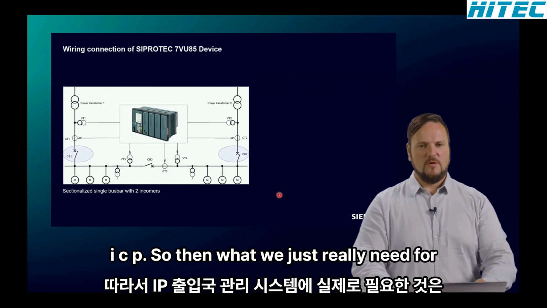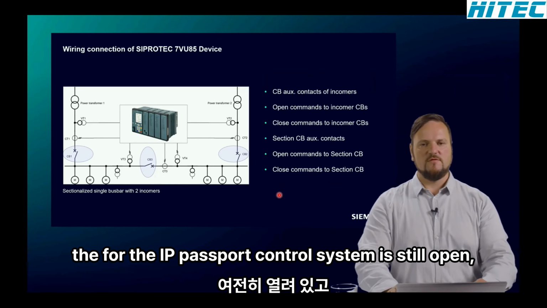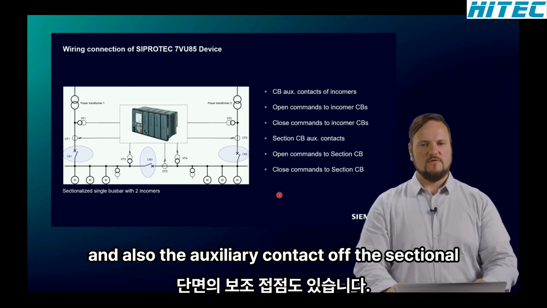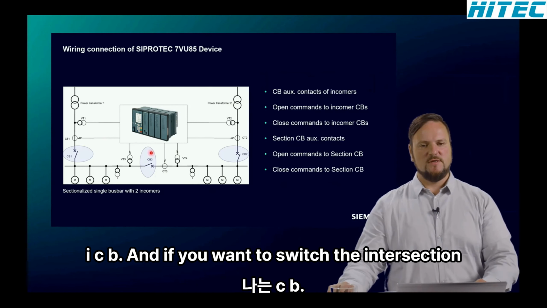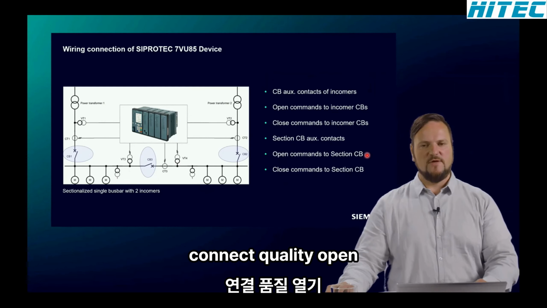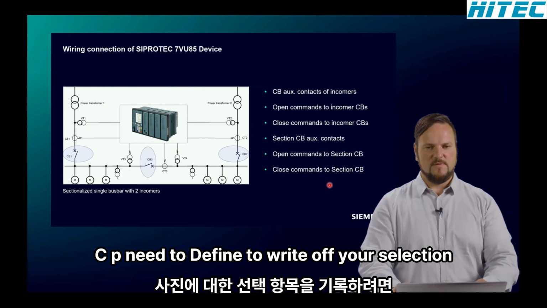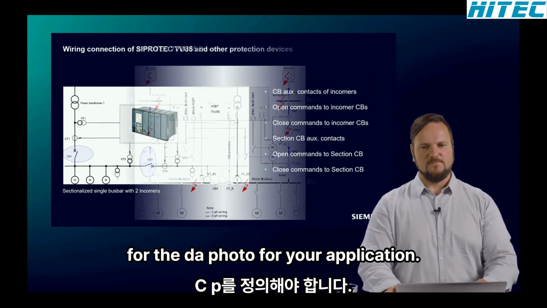So then what we additionally need for the high-speed busbar transfer system is the auxiliary contacts of the incomers, the open command, the close command, and also the auxiliary contact of the section or TIE-CB. And if you want to switch the intersection CB or section CB, you have to connect the open command and the close command for this section CB as well. And this is needed to define the right hardware selection for your application.